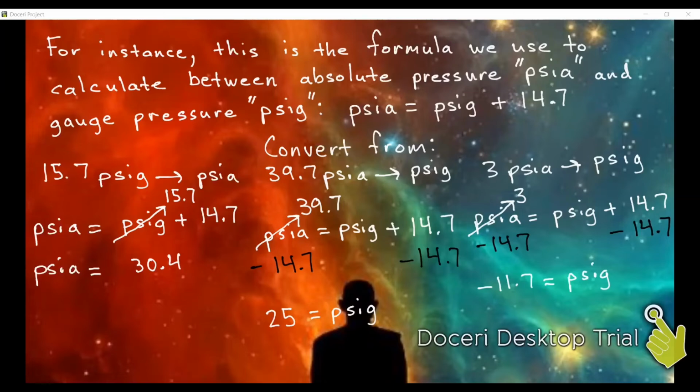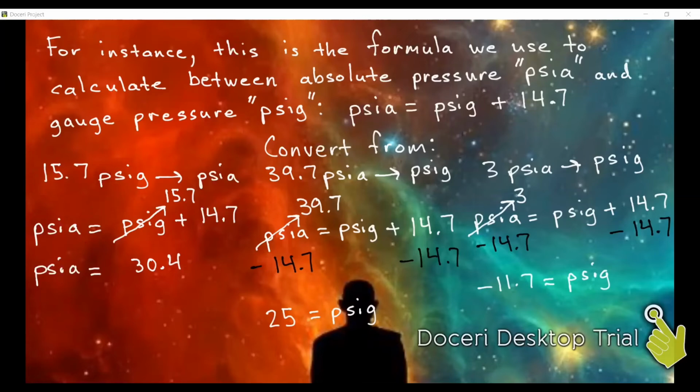We're going to convert from 39.7 psia to psig. We write down psia equals psig plus 14.7. We plug in 39.7 into psia. We're going to subtract 14.7 from both sides, and we're going to get 25. So psig equals 25. We're going to move on to the next problem.